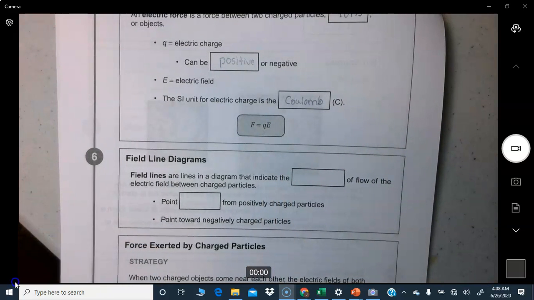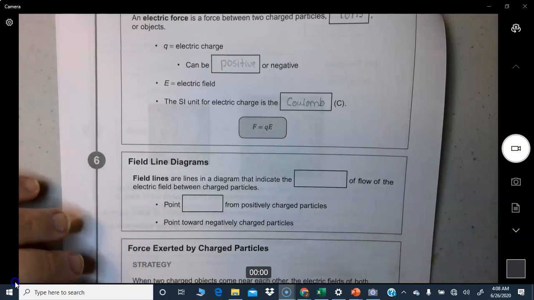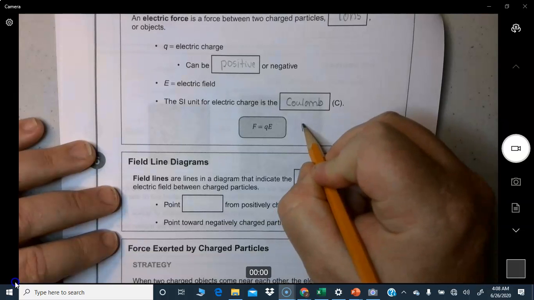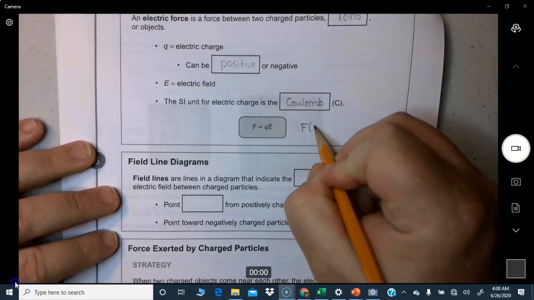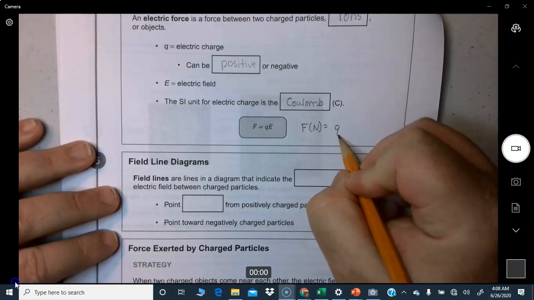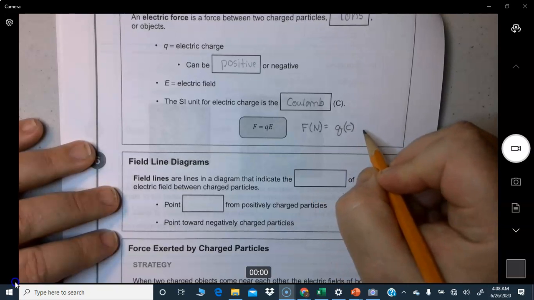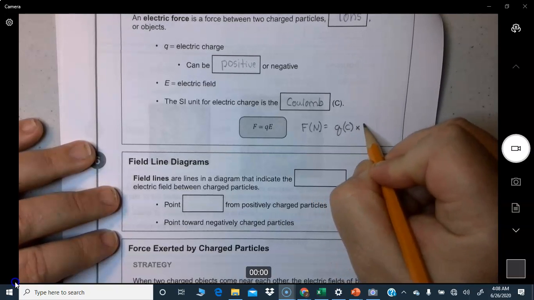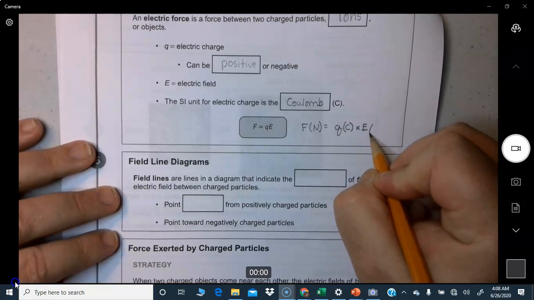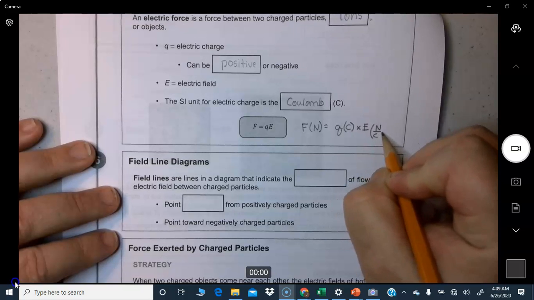When you see a formula, it's a good idea to do two things. Write out the units of measurement as they did on the video. So force is measured in newtons. That equals Q, which is measured in coulombs. I'm putting the unit of measure inside parentheses, times the electric field, which is measured in newtons per coulomb.